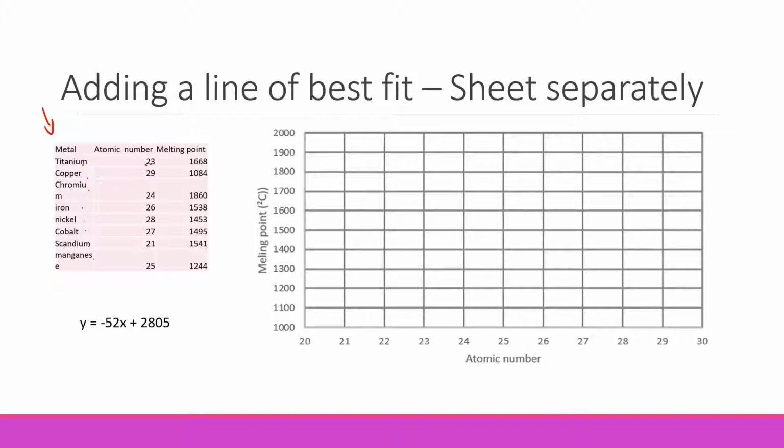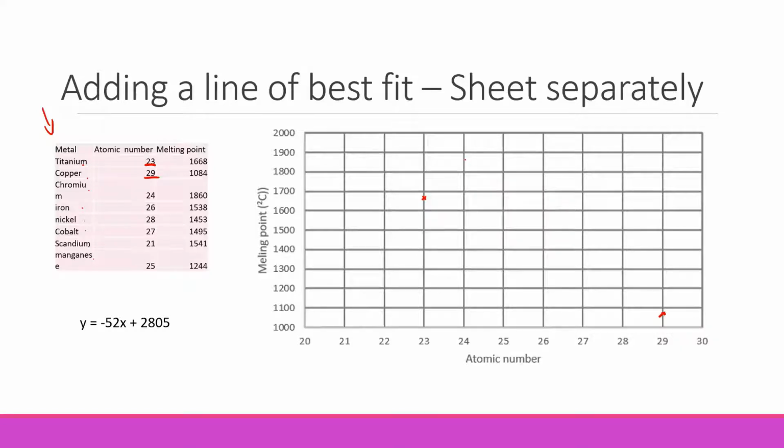So this is what we're going to do. When you go 23, that's going to be at 1668. So that's going to be about here. We've got maybe a little bit higher, maybe like here. We've got 29 with this, which is 1084. And so that's going to be about here. We've got chromium, which is at 24, which is going to be at 1860.